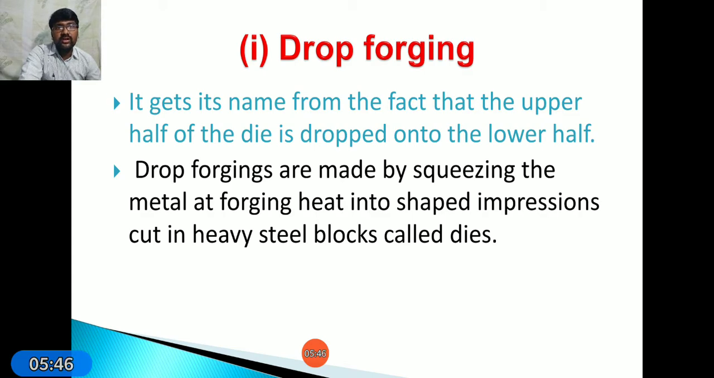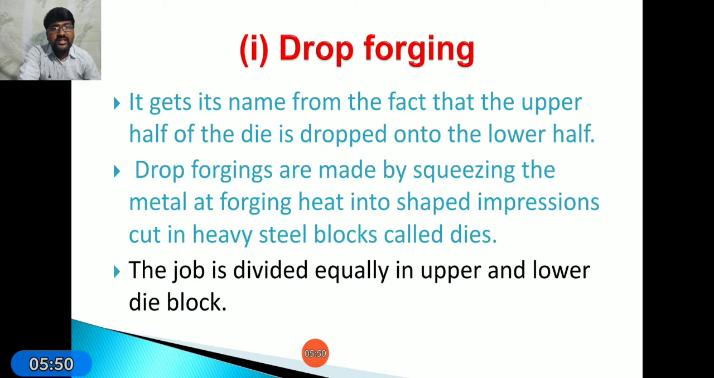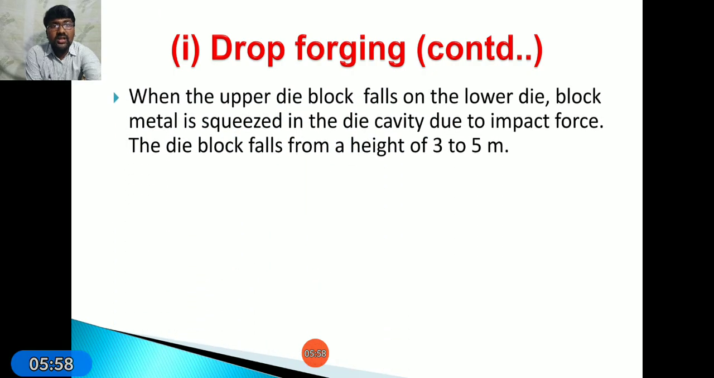It will be converted. The job is divided equally into upper and lower halves of the die block. Like that, we have to prepare the dies. Next, when the upper die block falls on the lower die block, metal is squeezed into the die cavity due to impact force. The die block falls from a certain height.